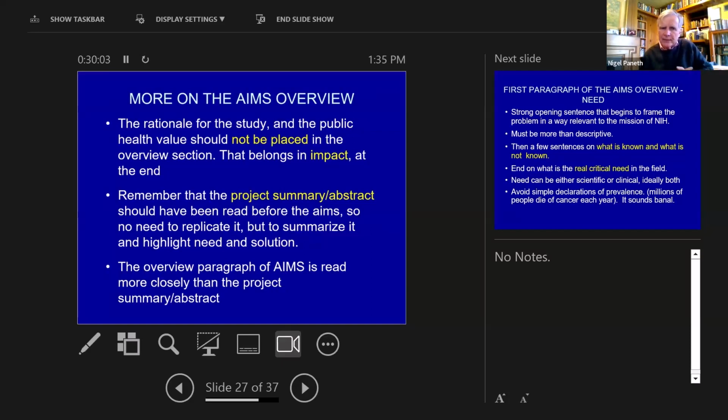So it's important to say that the public health value of the study should not be placed in the overview. That belongs in impact at the end. And also remember that the project summary has been read already, the one I mentioned before. So don't replicate it. Try to summarize it briefly if you need to, but try to vary your language. And I think the overview of the aims that sets the stage is read more closely than the summary, the abstract.